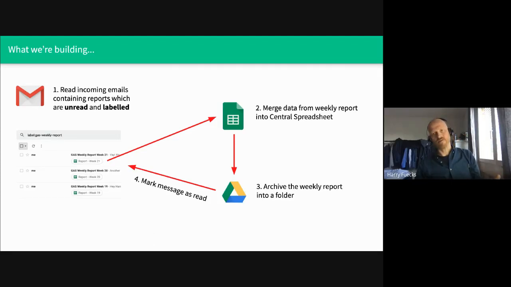Another approach would be to add an additional label to the email to say it's been processed, or change the label that's attached to the email. But marking it as read is simple. And what's nice about that is if something goes wrong with a single report, all you've got to do is mark it as unread in Gmail, rerun the script, and everything works. All right, so this is what we're going to build today.